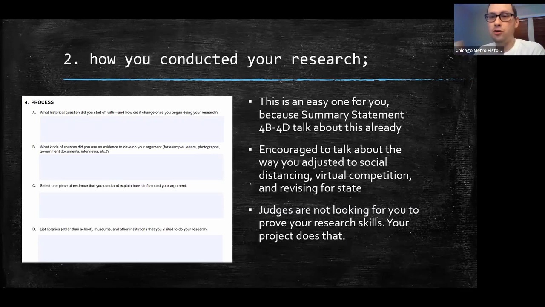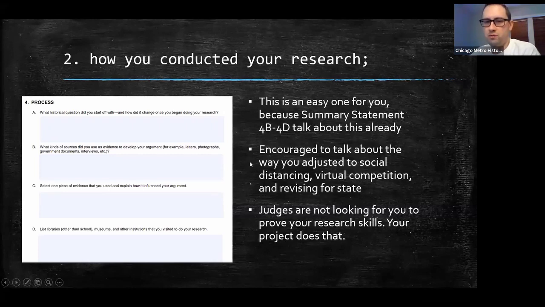So number 2, how you conducted your research. This one is great because the last questions on your process paper, 4B, C, and D, ask what kinds of sources you used, to talk about one piece of evidence, and to list any institutions that you went to do your research. You've already talked about that in your summary statement. And so a lot of times you can convert that into talking about how you did your research.